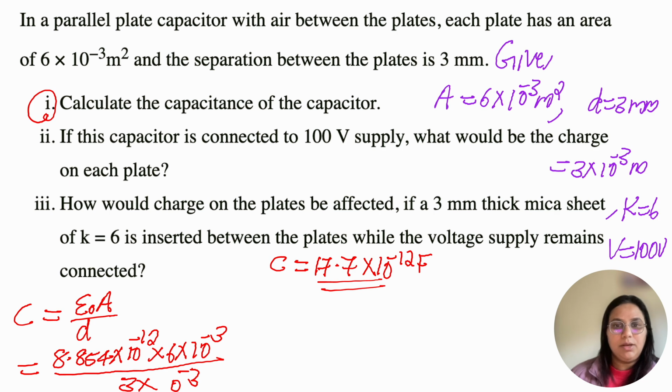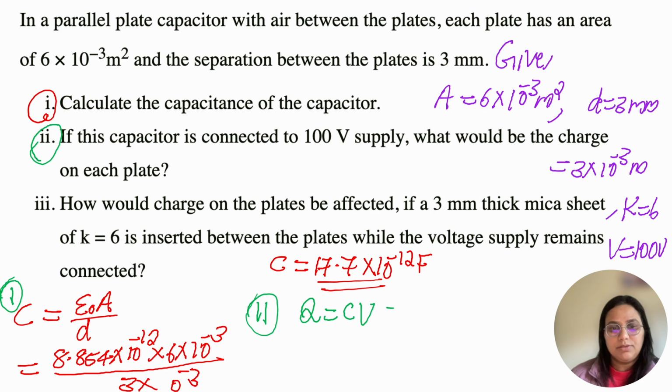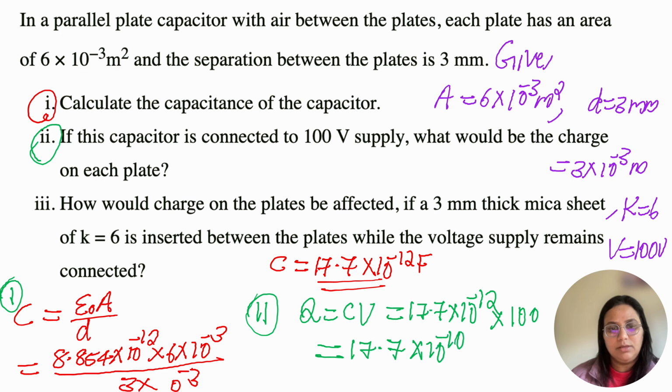And for the second part, if the capacitor is connected to 100 volt, what would be the charge? So for the second question, Q is equal to C into V. So what do you get? 17.7 into 10 power of minus 12 into 100 volt. So you get the answer as 17.7 into 10 power of minus 10 coulomb. That is the charge.